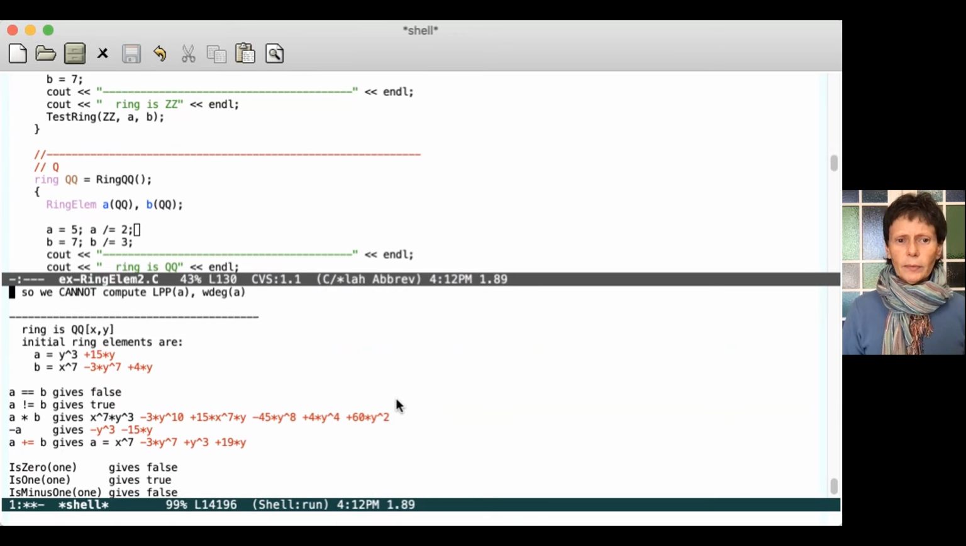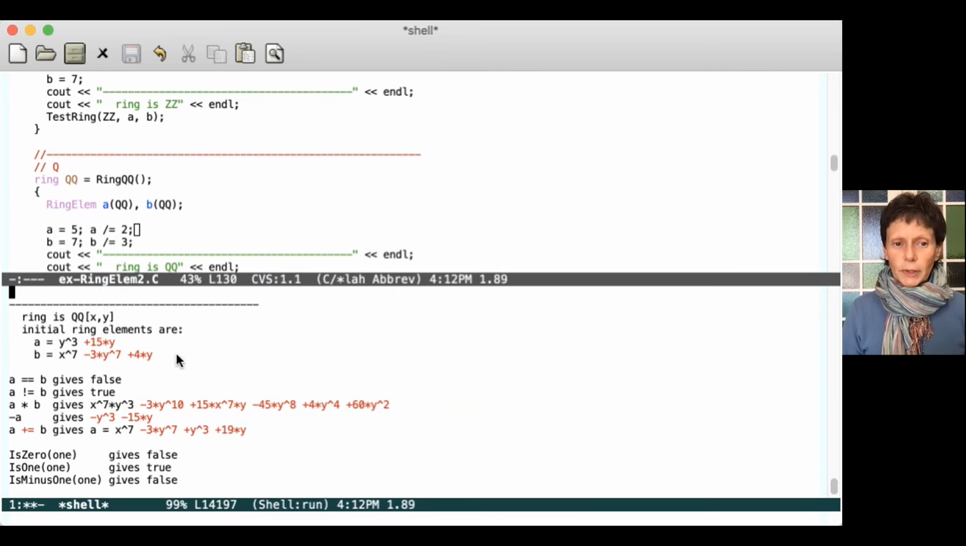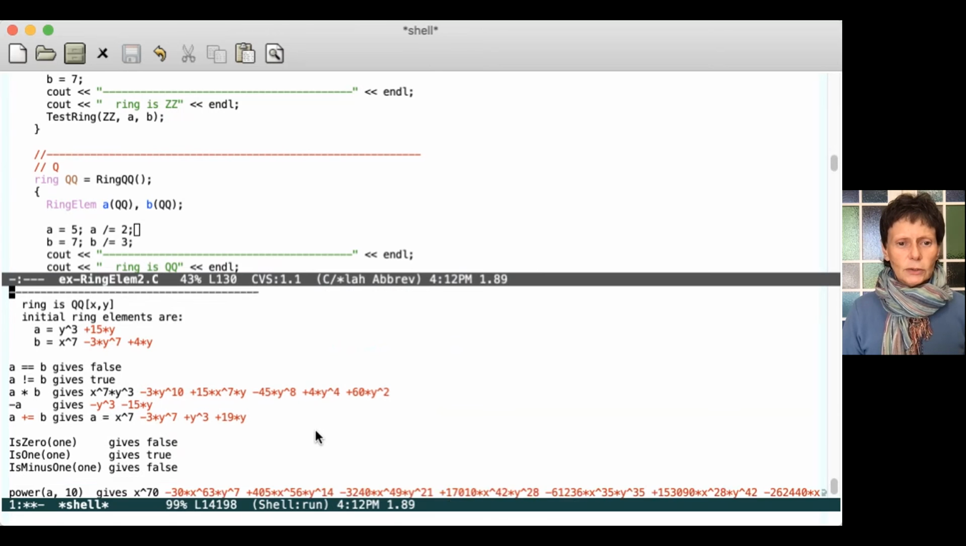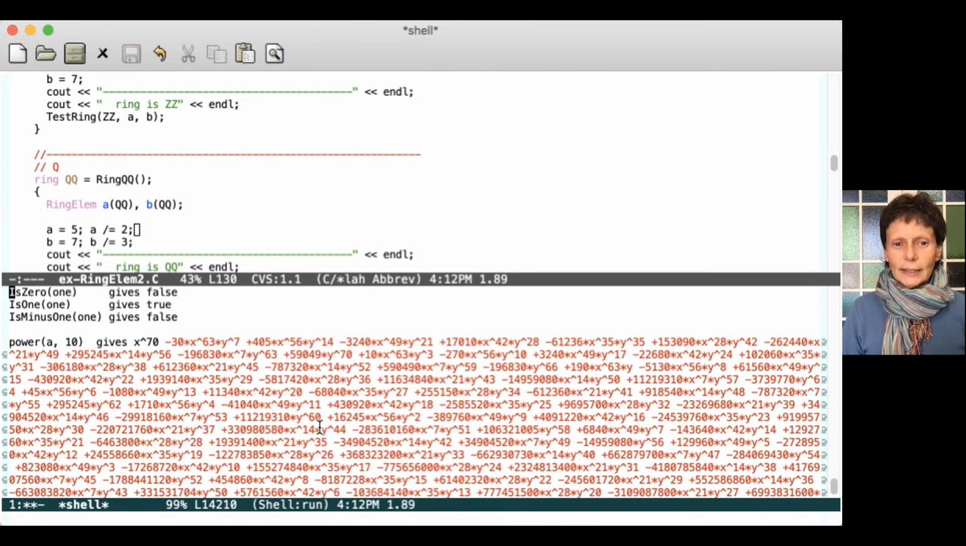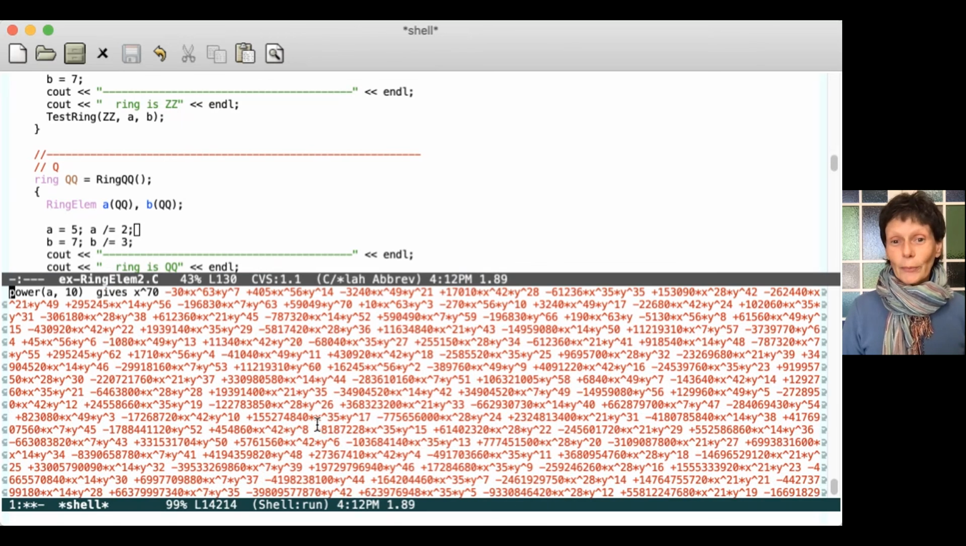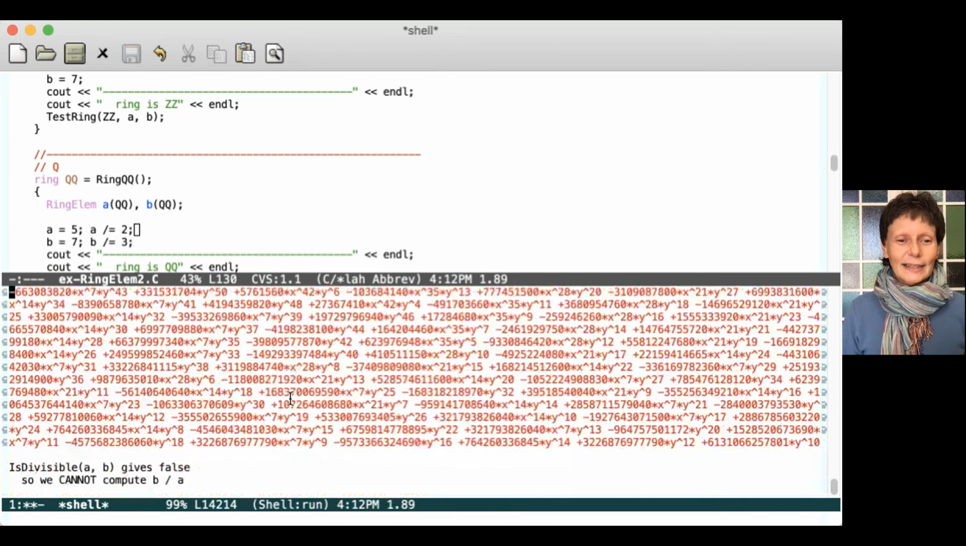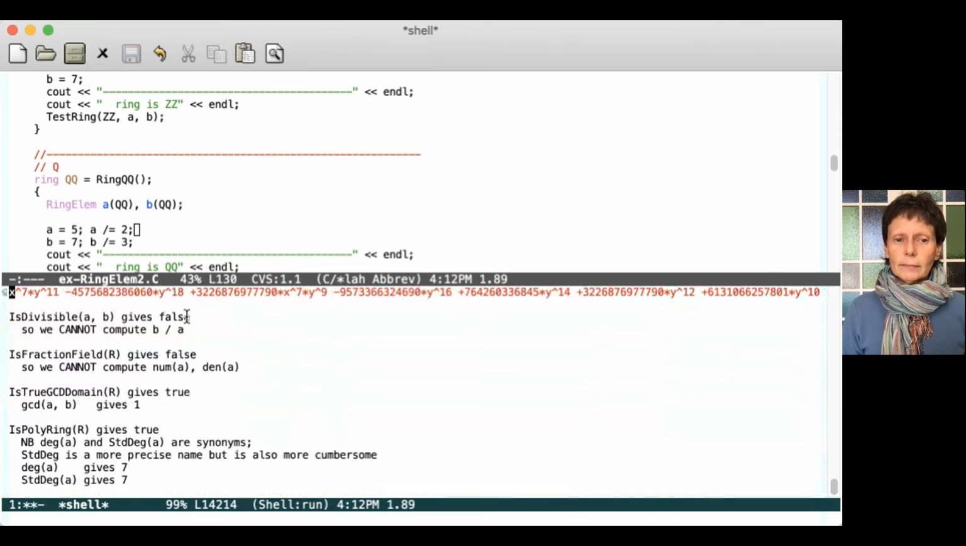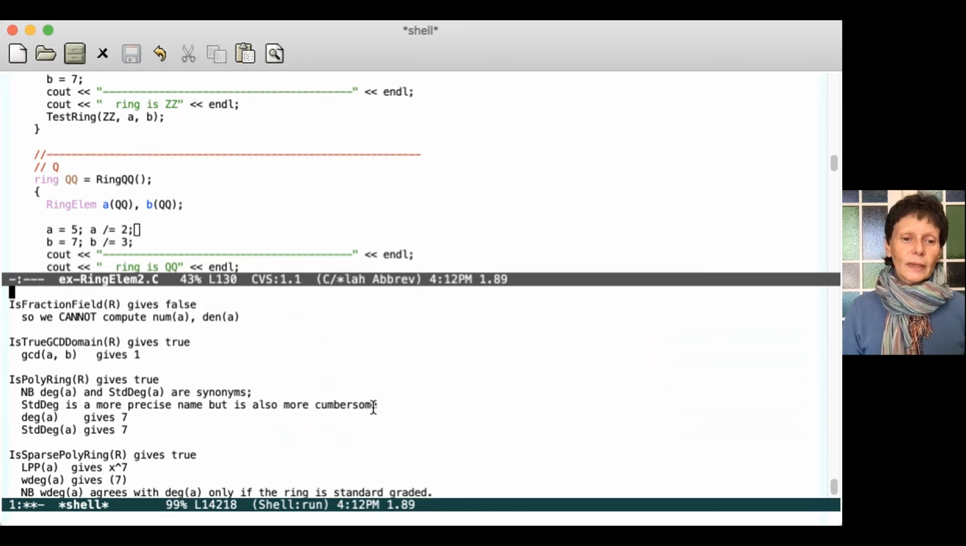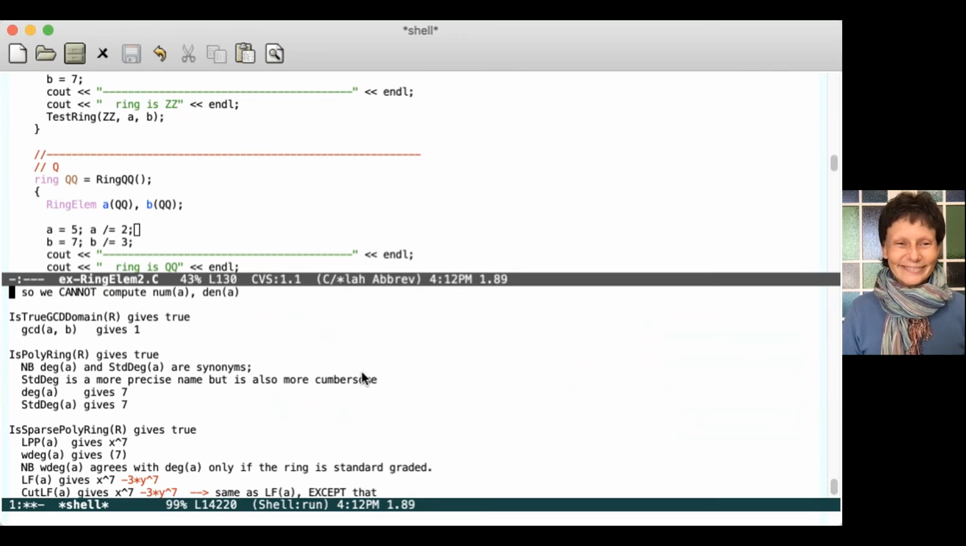So the last example was the polynomial ring with 2 polynomials. They're different. This is the product, and so on. The power is pretty big. Powers grow quite fast. Here is the power. A is not divisible by B. It is not a fractional field. It is a true GCD domain. I can compute the GCD of 2 polynomials, and it gives 1, as usual, often.